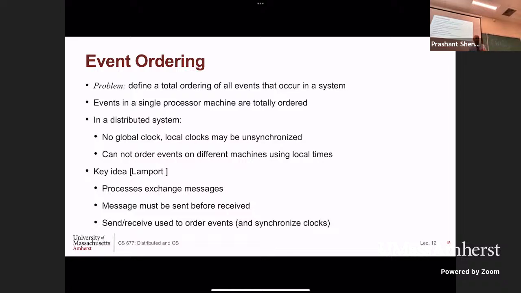But when the events are occurring on different machines, then you can't use the actual timestamps because we said clocks are not synchronized. You can't say what was the time on that machine when that event occurred and what's the time on this machine, and try to compare them. It's meaningless, because clocks are not synchronized. So we will assume clocks are unsynchronized. Global clock means there's no master clock in the system. So we cannot order events on different machines using their local times. So what can we do?